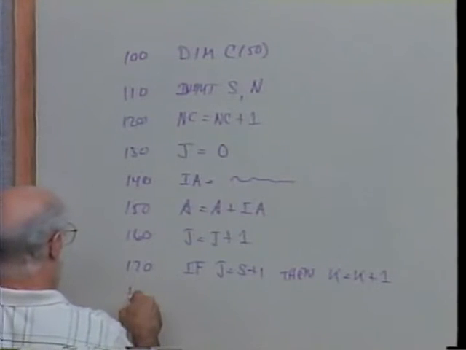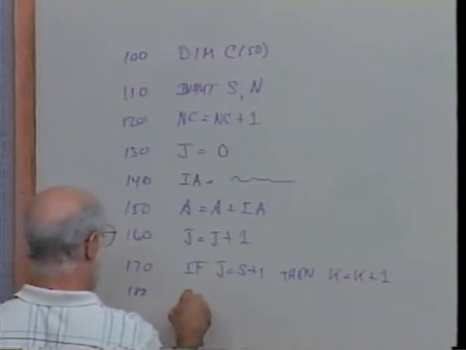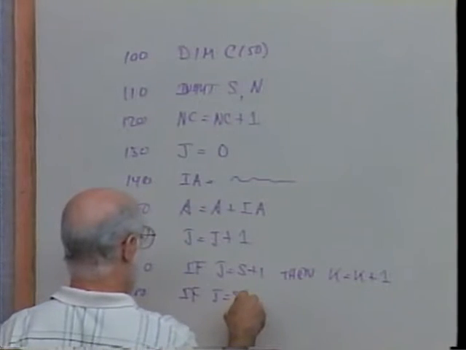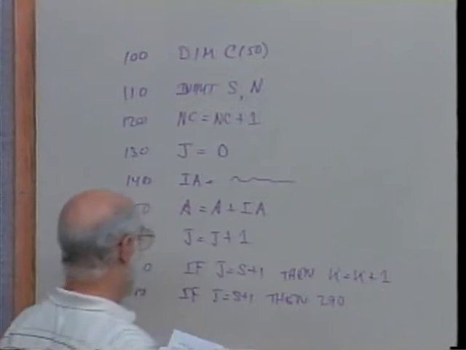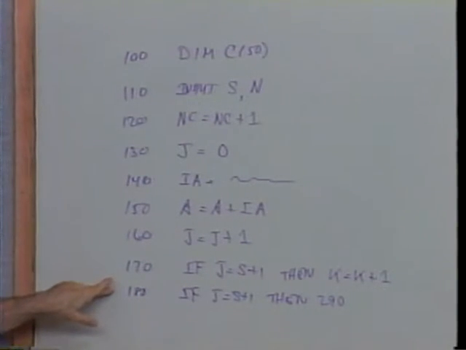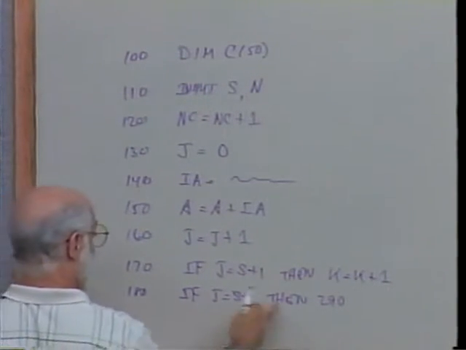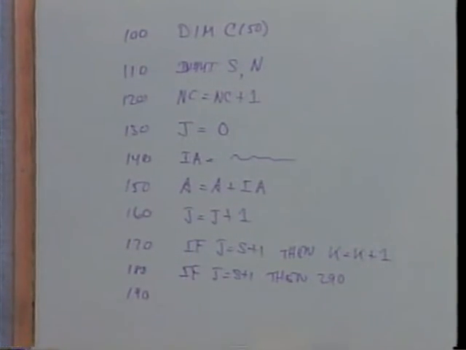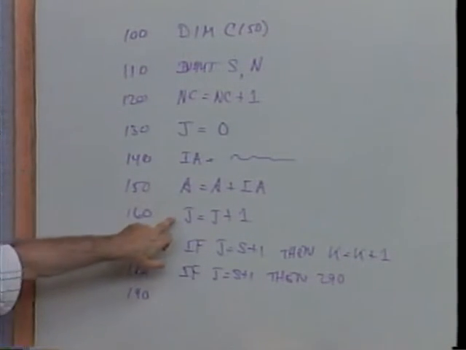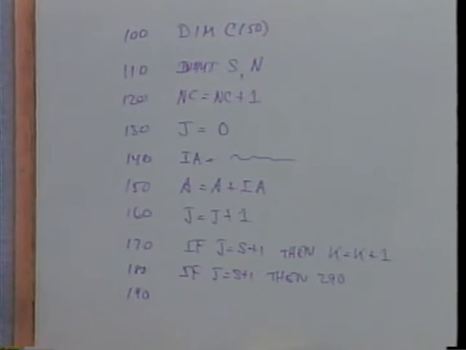OK, statement number 180. If j equals s plus 1, then I want to go to 290. Now 290 is a routine that takes care of some statistics for overflow calls. Now let's suppose I haven't gone to 290. If I haven't gone to 290, that means the call that I just generated did not overflow. So that means that trunk j, whatever j is now, was found idle. And so I'm going to carry the call on that trunk.